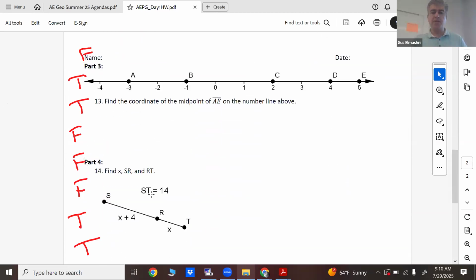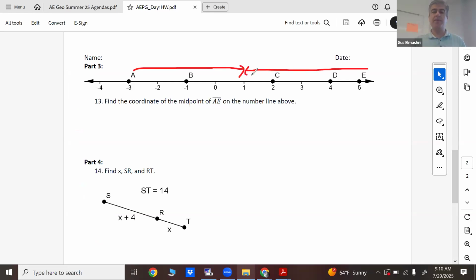Okay, now let's move on to 13. So the midpoint. So how long is AE? 8. And what's half of 8? And what's 4 away from either A or E? Correct. So you got to meet right in the middle. So 1 is correct. Good.